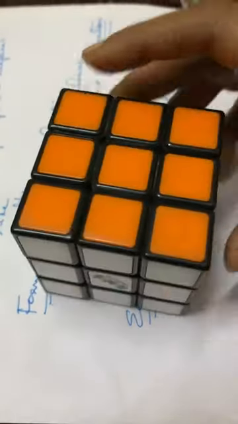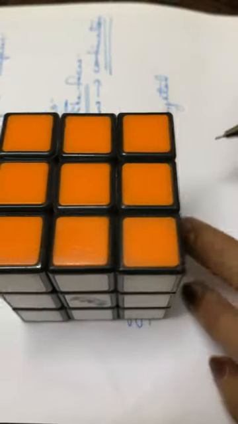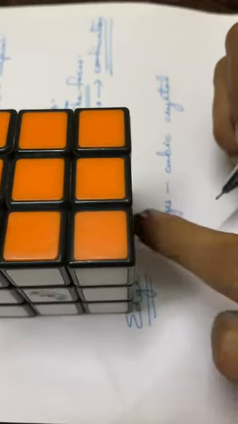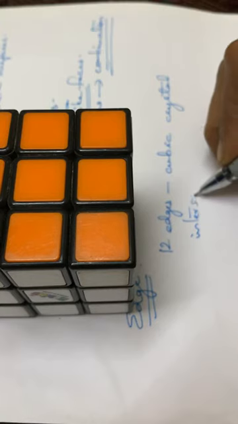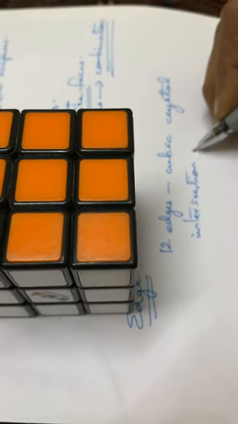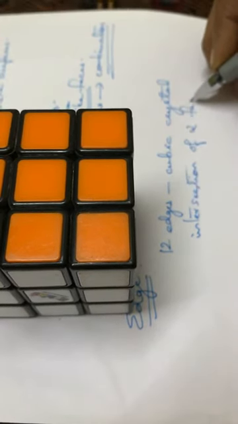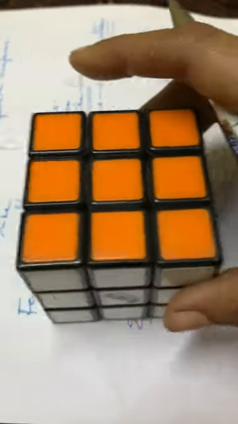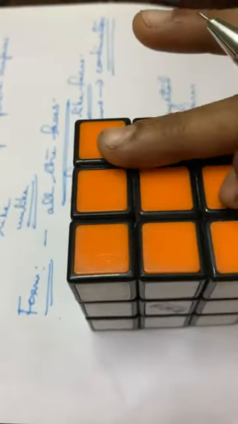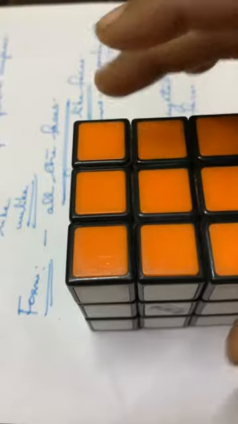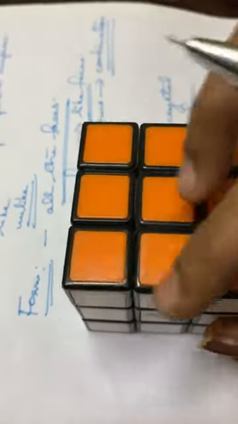Once more I will tell you. These edges are formed by the intersection of two faces. Edges are formed by the intersection of two faces. Here this is the first face, the orange face, and then this is the white face. So by the intersection, one edge.